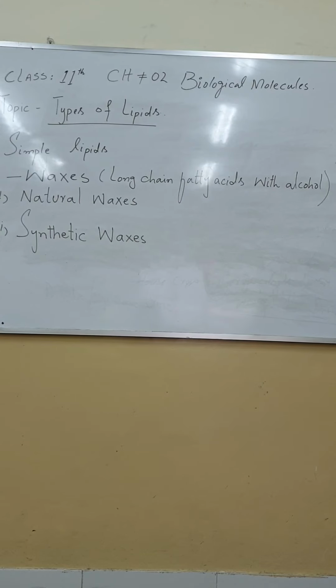And there are two main types of the waxes. One is the natural waxes and the second one is the synthetic waxes. As the name suggests, natural waxes are found naturally in different things, like in honeycomb. Some waxes are present in sheep wool, some are present on the surface of the plant in the form of cutin, and some are found in the internal structure of the plant roots, that is the suberin. So all these are found naturally, that is why they are known as natural waxes.